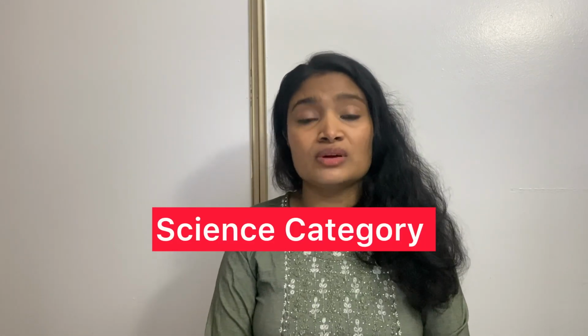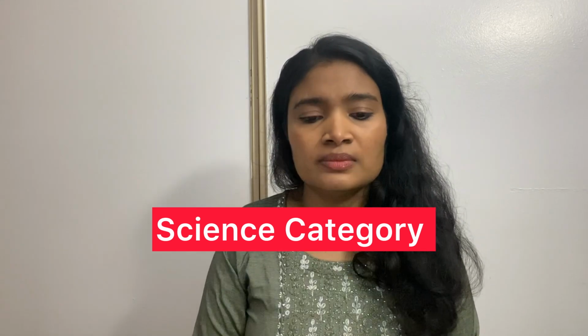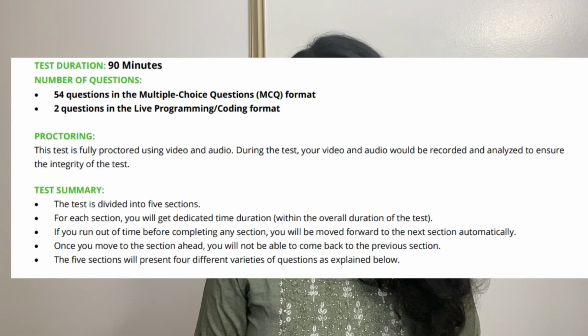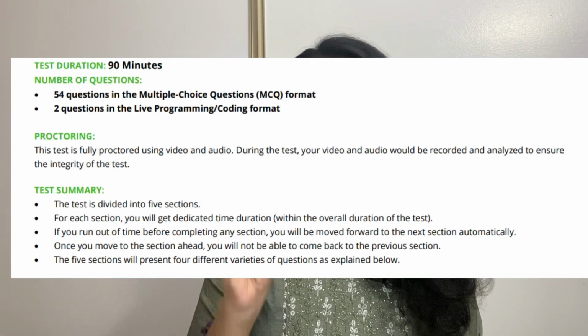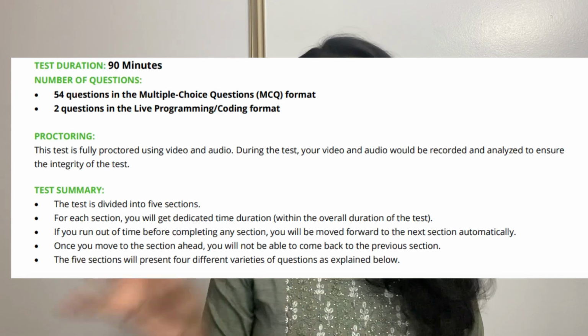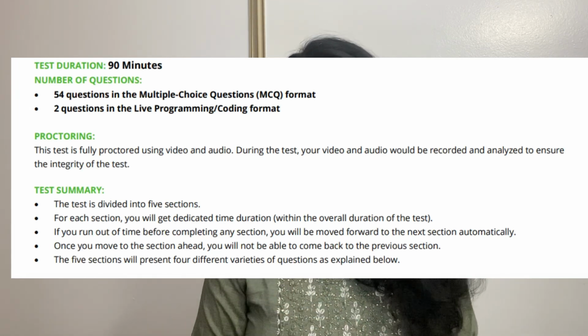Now let's see the science category. If you are coming from BSc or BCA, then this is the exam pattern. It will be more or less the same, but obviously there are slight changes. There are 90 questions for the science background. Out of that, 54 are MCQs and 2 questions are coding type. The total time is 90 minutes, with 54 MCQ questions and 2 coding questions. I don't know whether I said it right the first time, that's why I'm repeating.